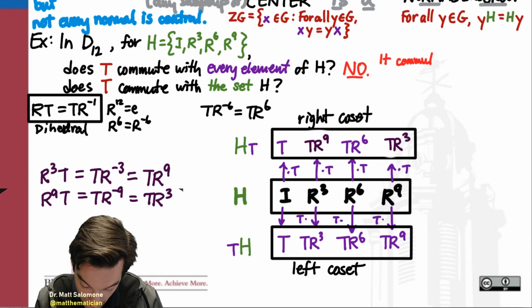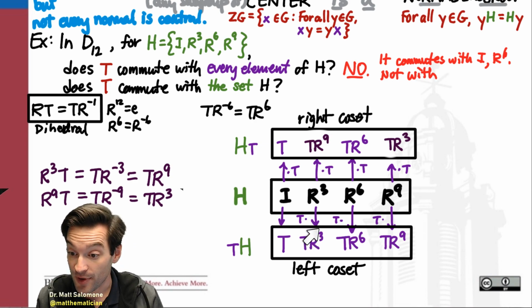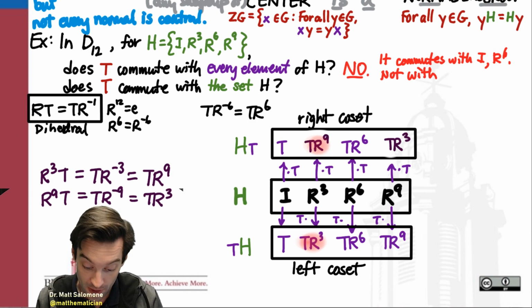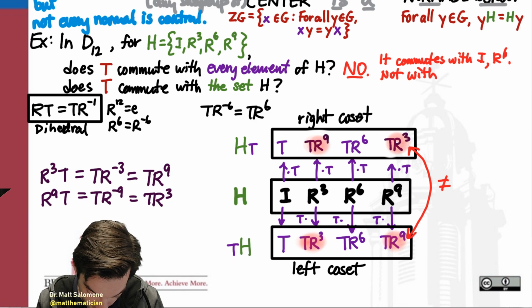So let's spell that out here. It commutes with I and with r to the 6th, but not with the other 2 elements, because t times r to the 3rd is not the same element as r to the 3rd times t. So just to drive home my point, I'll highlight that's the discrepancy I'm looking at here, an element-by-element discrepancy. t r to the 9th is not the same thing as t r to the 3rd, and therefore t does not commute with the 3rd power of r. Same thing with the 9th power of r. T doesn't commute with the 9th power of r because r to the 9th times t is t r cubed, whereas t times r to the 9th is t r to the 9th. Since those are not equal to one another, t doesn't commute with r to the 9th, and since these aren't equal to each other, t doesn't commute with r to the 3rd.